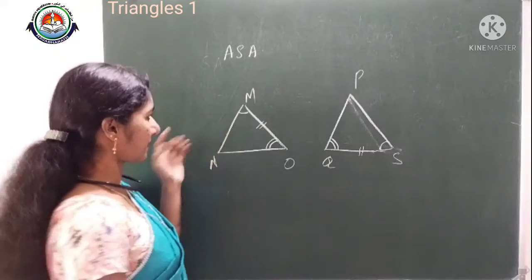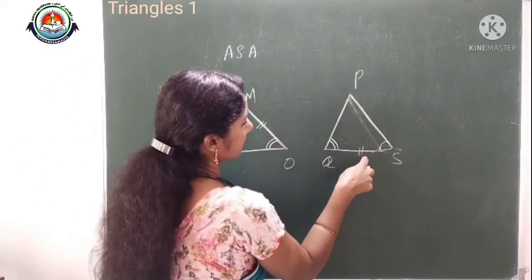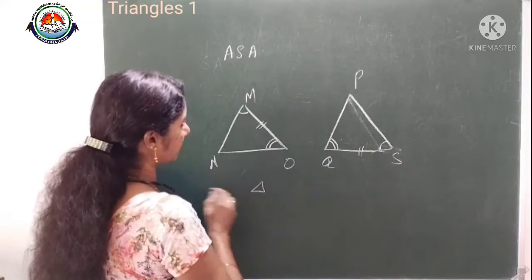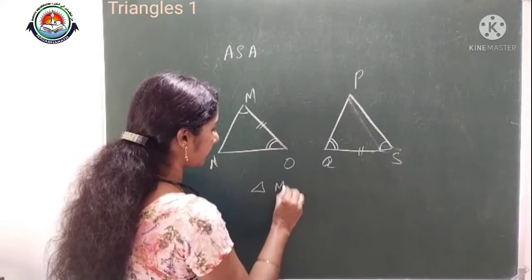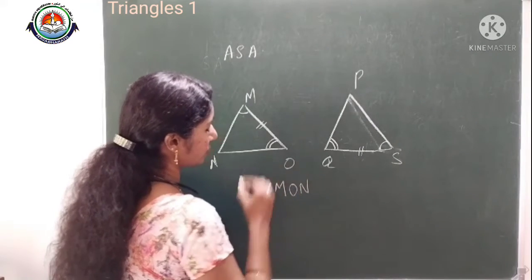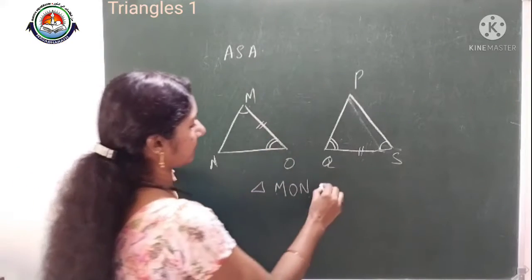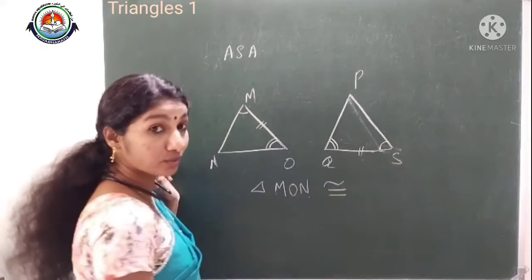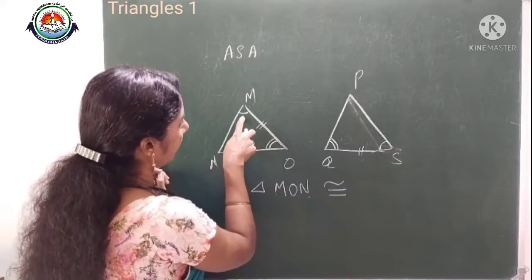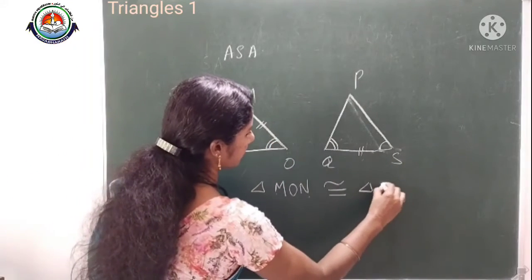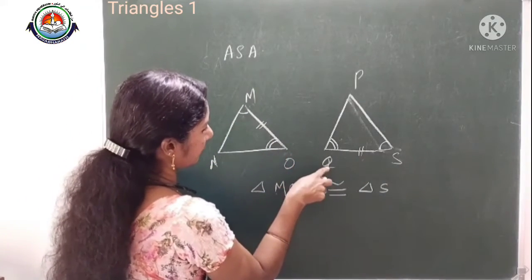Now, this is the ASA criterion: two angles and their included side. How do you write that the triangles are congruent? The first triangle's name you can write in any order. When writing the second triangle, you need to check the correspondence. I wrote triangle MON, where M is equal to S, and O corresponds to Q.